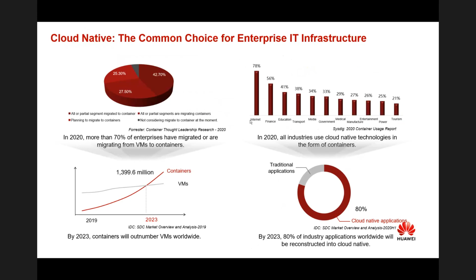This slide is a statistic of current trends in using cloud native solutions with containerized applications. In the first chart, for 2020, more than 70% of enterprises have migrated or are migrating from virtual machines to containers. Below, it is predicted that by 2020 containers will outnumber VMs worldwide, so people are starting to use containers rather than the old VM technologies.